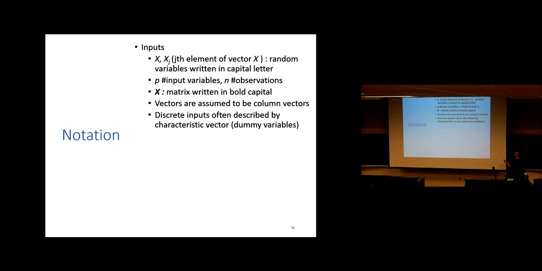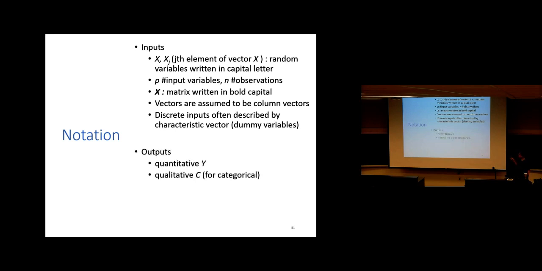We bold capital X, and P, we normally use P to represent the number of input features. We use N to represent the number of instances in our training data. And the vectors are assumed to be column vectors. A column vector is something times 1. Its size, in our case, is p times 1.